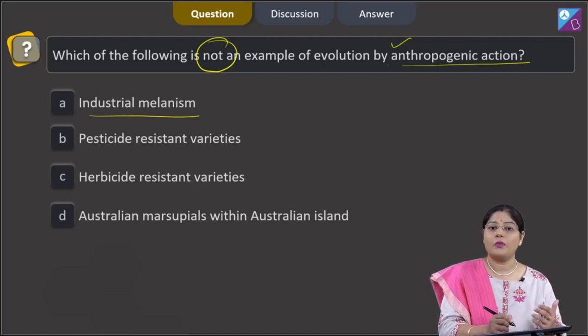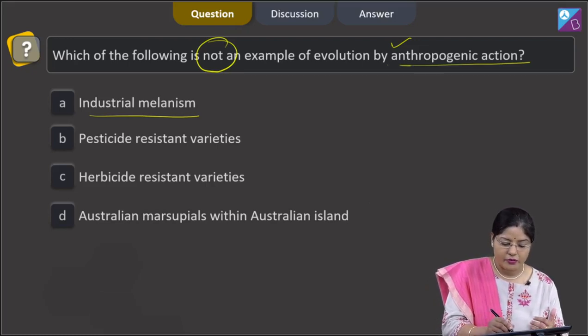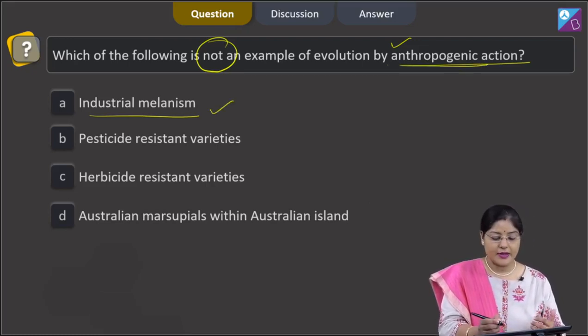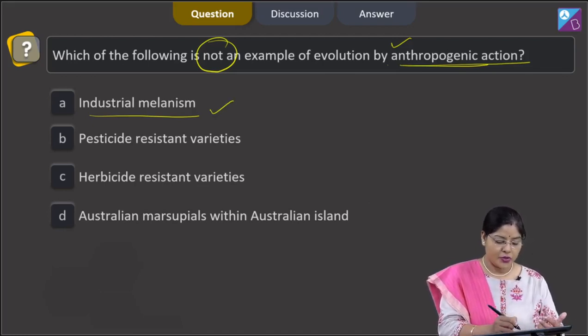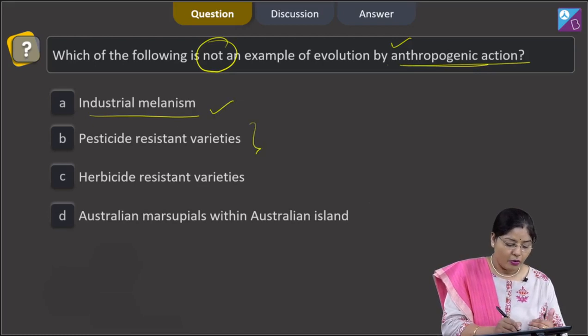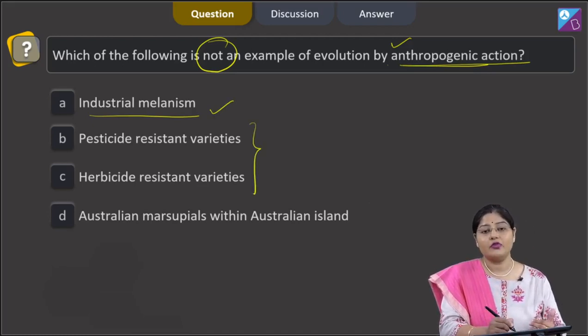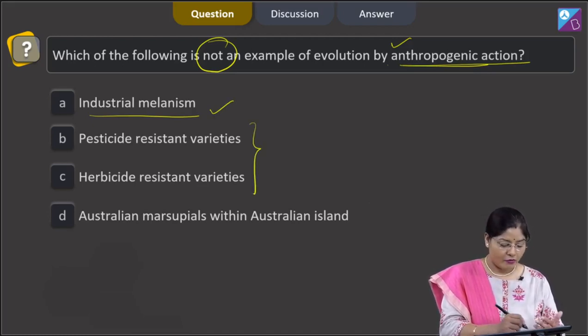Industrial melanism was observed in England, and post-industrialization, black colored or dark winged moth was selected by nature, and this was due to the action of human beings. So, this is correct. Second option, pesticide resistant varieties, and third option, herbicide resistant varieties. Both these are examples of evolution by anthropogenic action. Fourth option, Australian marsupials within Australian island. This is not an example of evolution by anthropogenic action.